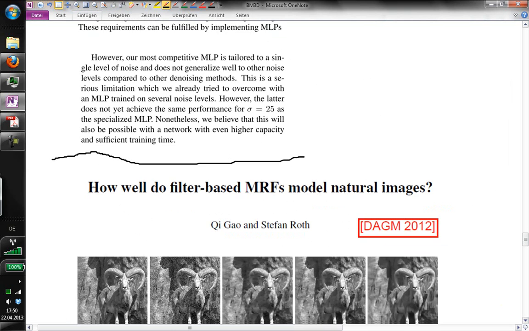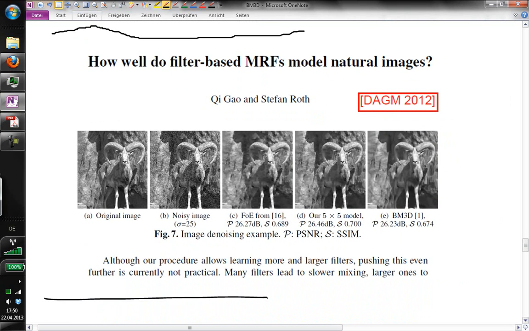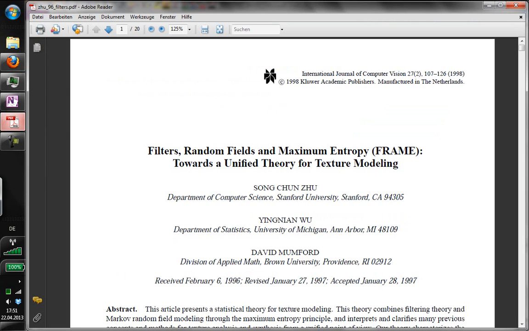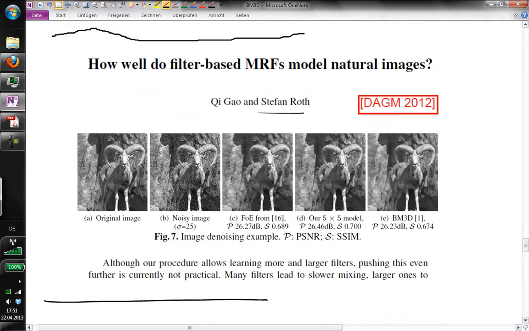Then I want to point out another paper from DHM 2012. Stefan Roth is one of the inventors of the field of experts, which is a very important model. It is a higher order Markov random field where the potentials are trained rather than pre-specified. So in a way, the field of experts model is a successor of the FRAME model by Zhu and colleagues that I talked about. But in that paper by Zhu, they pre-specified the filter bank, whereas field of experts can learn the optimum parameters.